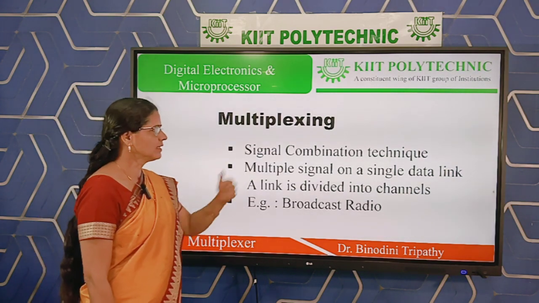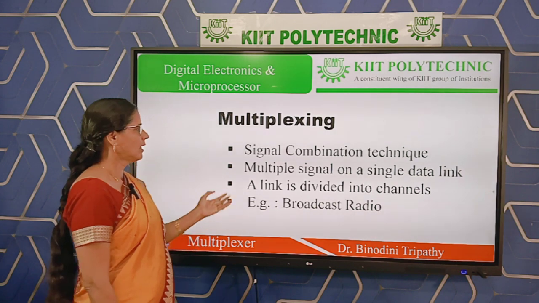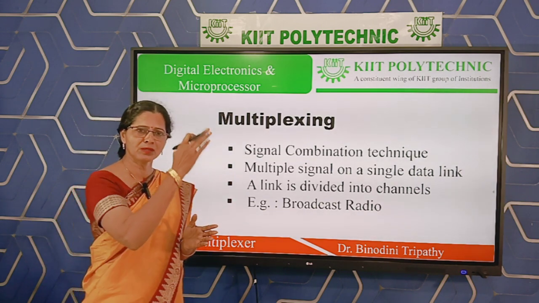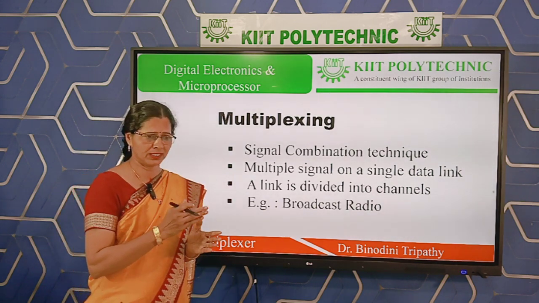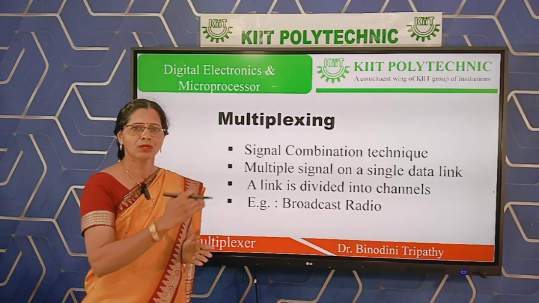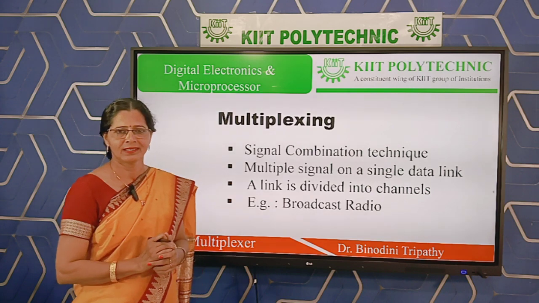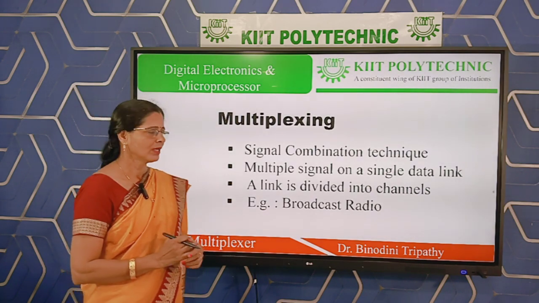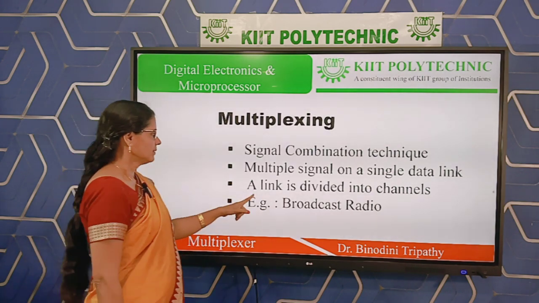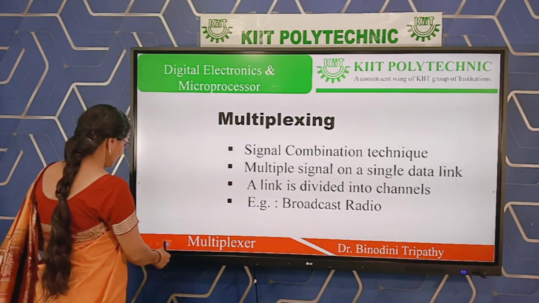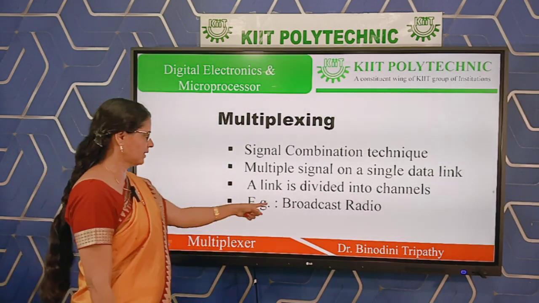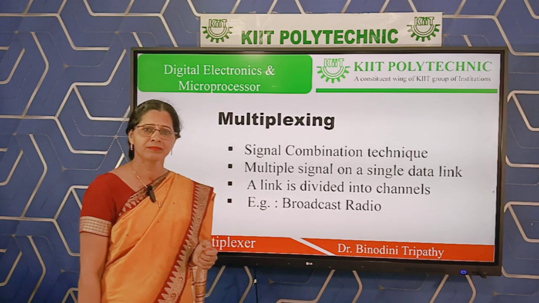So this is a signal combination technique, and due to the combination of signals, a number of signals coming from different paths will be available over a single channel or single line, that is known as a link. I will show you. So now this will be very clear. A simple example, an analog example or a digital example.